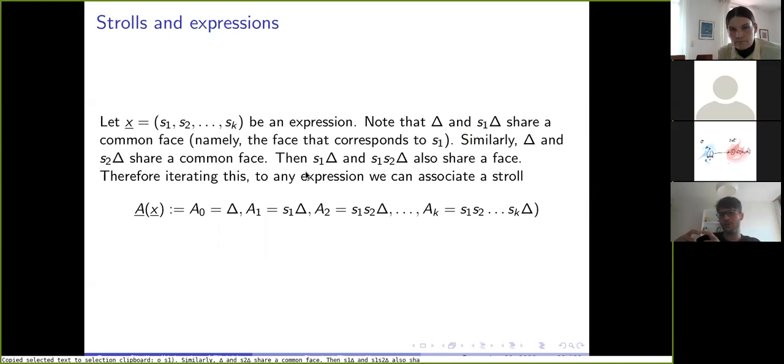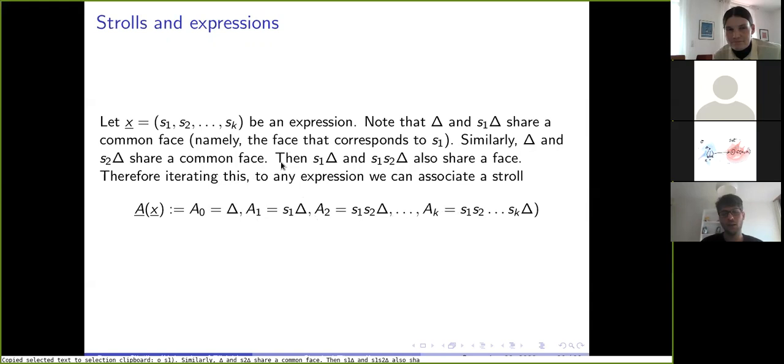So since delta and S2 delta share a common face, S1 delta and S1 S2 delta will share a face again, right? By the previous argument. So just iterating this process to any expression, we can associate a stroll like this. You just start with the fundamental alcove, like you should, because it's in the definition. And then you move to S1 delta, and you move to S1 S2 delta, and so on and so forth.